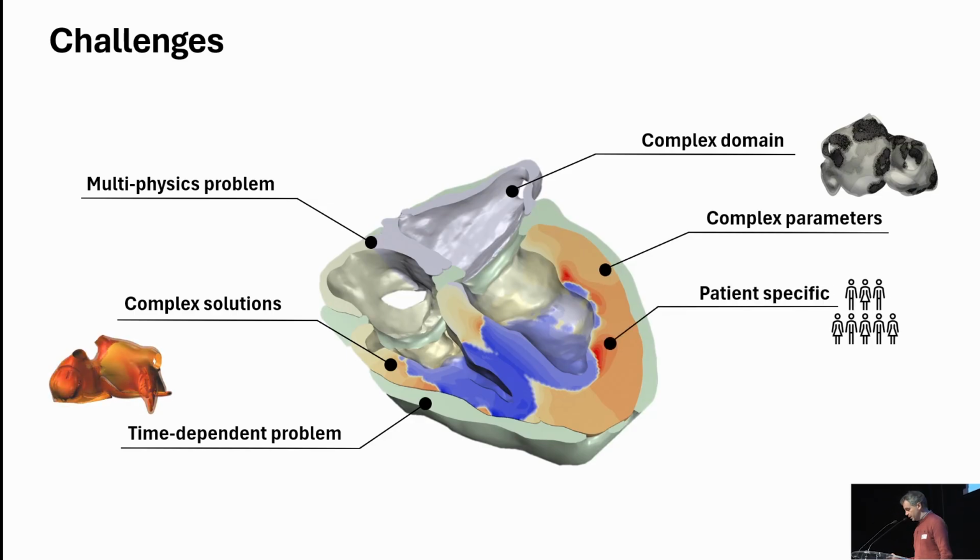Another difficulty is that it's patient-specific. So if you train a surrogate model for your heart, well, you have to select which patient you are training your surrogate model for. Okay, if you do several simulations of one geometry, then you move to another patient, it's a different geometry. So you cannot reuse your surrogate model because it's geometry dependent. That's a big problem, of course.